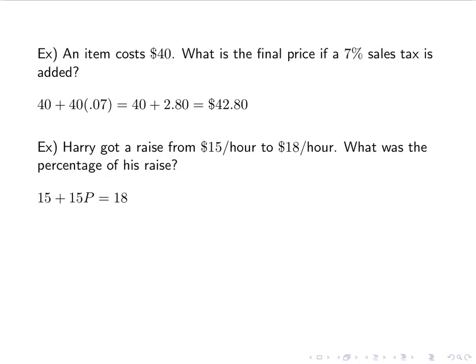So we're going to subtract 15 from each side, and we get that 15p equals 3. Divide by 15, get it as a decimal, and then we want it as a percentage. So again, we're going to take that decimal, multiply it by 100 to get the percentage. So 0.2 is equivalent to 20%.